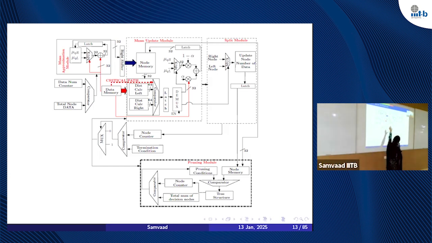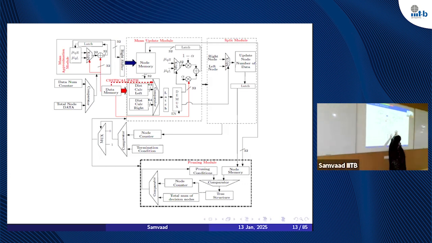After this mean approximation, that is the averaging, is done, we go to the mean update module. After that, the split module is there, where means are decided. Now the data again comes and is split, whether it is going to the left child or the right child of the parent node. So that is the split module.